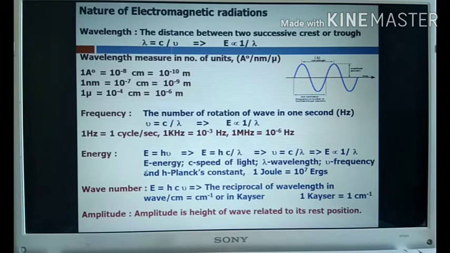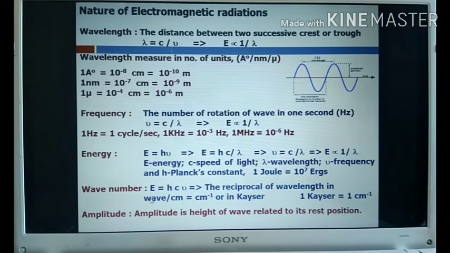Now let me see energy. Energy is E equals h nu, which is directly proportional to the frequency of radiation and inversely proportional to the wavelength. So energy can be calculated by using this formula, E equals hc by lambda. Now energy is measured in joule. 1 joule is equal to 10 to the power 7 ergs, isn't it?